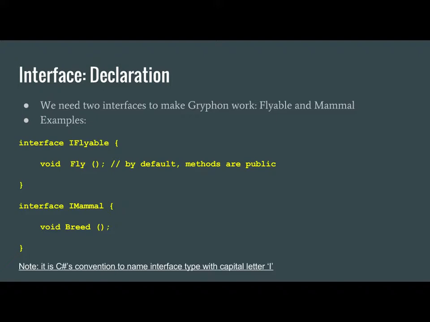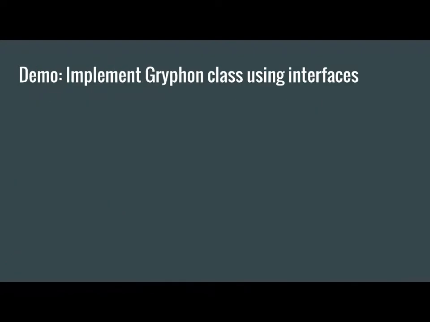There's a convention in C# that all the interfaces that you declare must start with a capital letter I, which indicates that it's an interface, it's not a class. Then followed by the capital letter I, you give the name of the interface, which also starts with a capital letter. So there are two capital letters in an interface declaration. Okay, so now with that interface, we can start implementing our Griffin class.